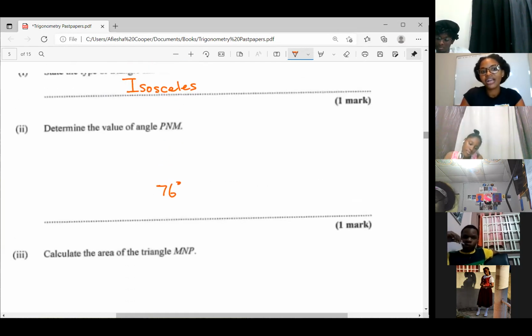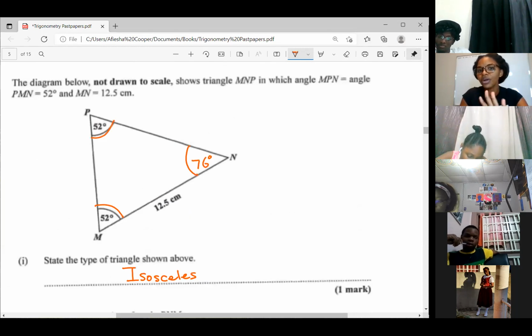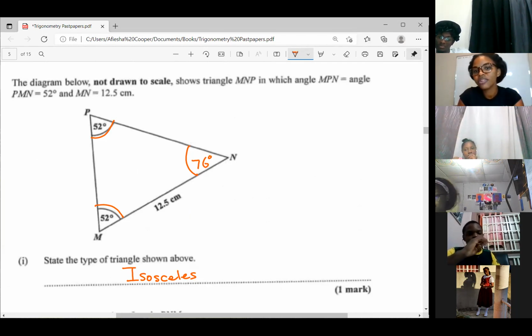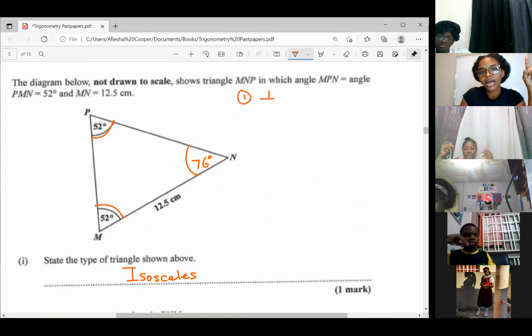So calculate the area of the triangle MNP. How many ways can we work out the area of a triangle? What's the first way? First and most common way is a half base times height. Someone else, second way?